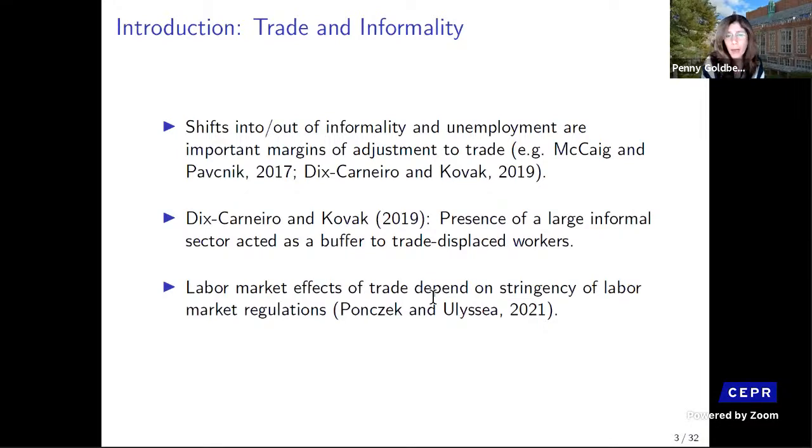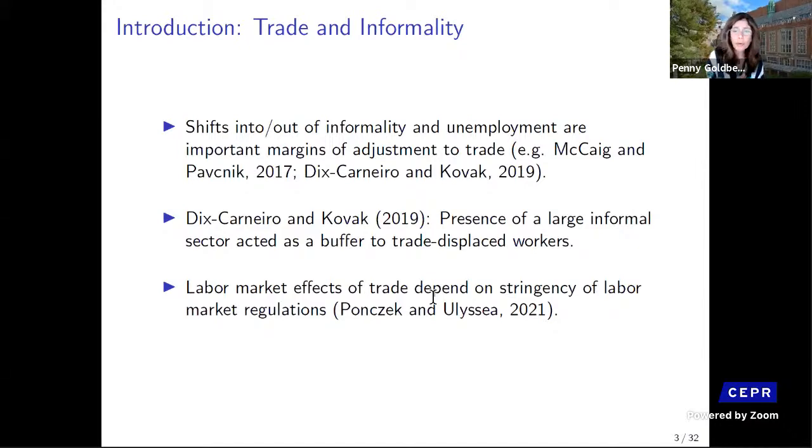That's one paper. On the other hand, we have work on Latin America, so some work by my current co-authors on this paper, that focuses on the unilateral trade liberalization of Brazil. And there they actually find that opening up to trade may lead to an increase in informality in the long run. So there is a paper by De Carneiro and Kovac, actually several papers by them, that exploit regional variation, so the differential exposure of different regions in Brazil to the trade liberalization.